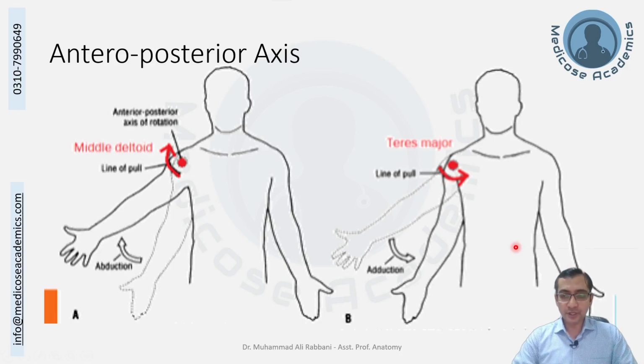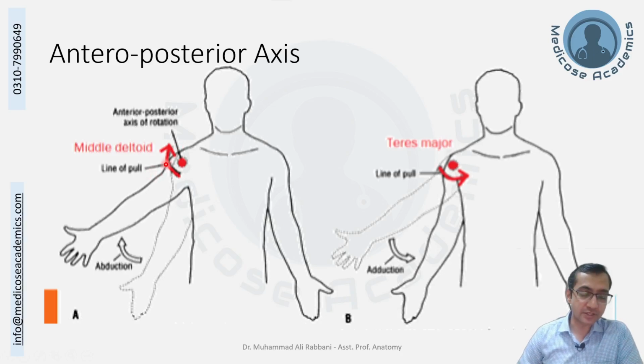Then there is the anteroposterior axis. It's a little easier to visualize than to describe. But if we're pulling upwards from the outer aspect, the lateral aspect of this anteroposterior axis, this will lead to abduction. Any upward pull from the medial aspect of the anteroposterior axis will lead to adduction.